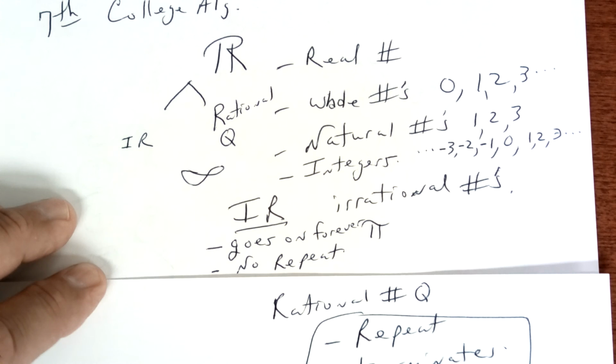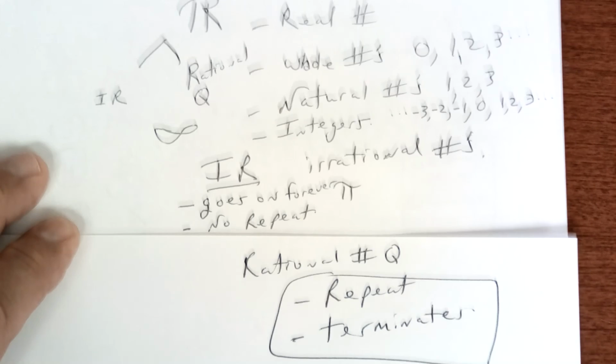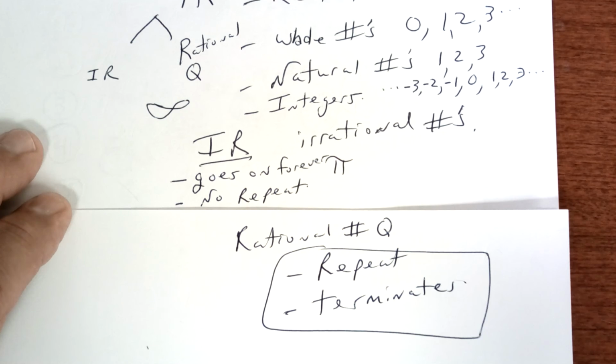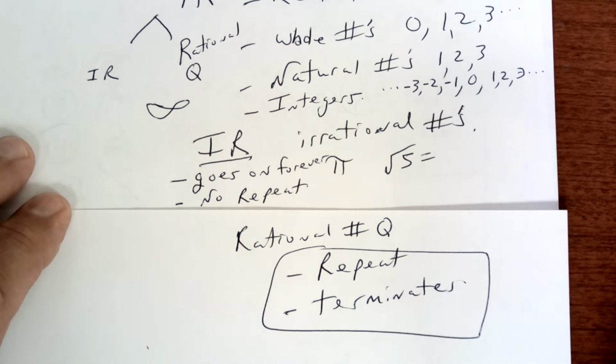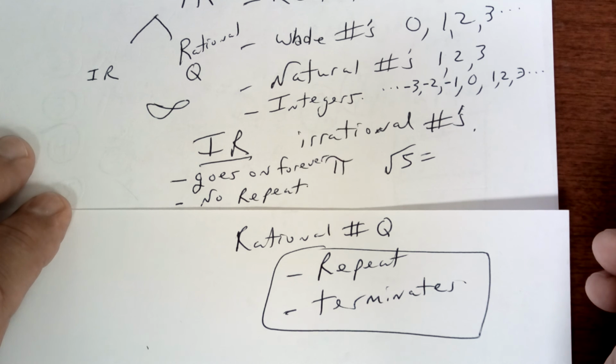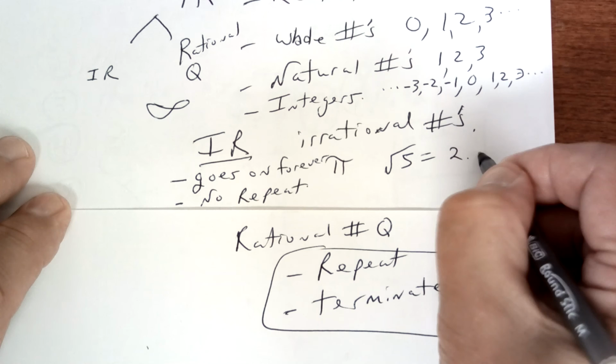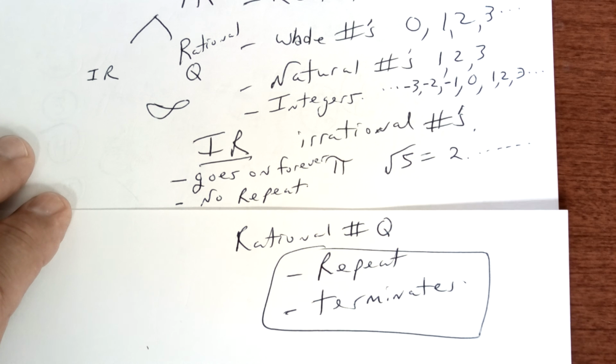Another example of an irrational number would be the square root of 5. It's not perfect. So if you take a calculator, you'll see it goes on forever. It's going to be 2 point, and it goes on forever, and it doesn't repeat.